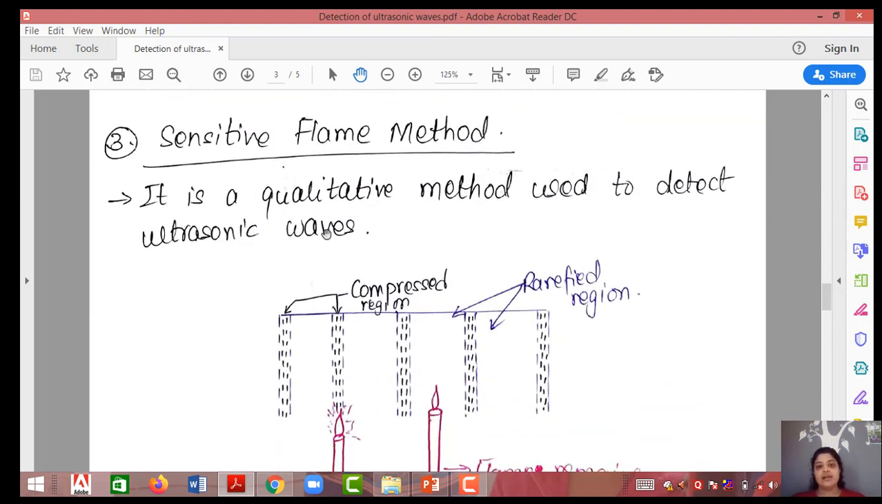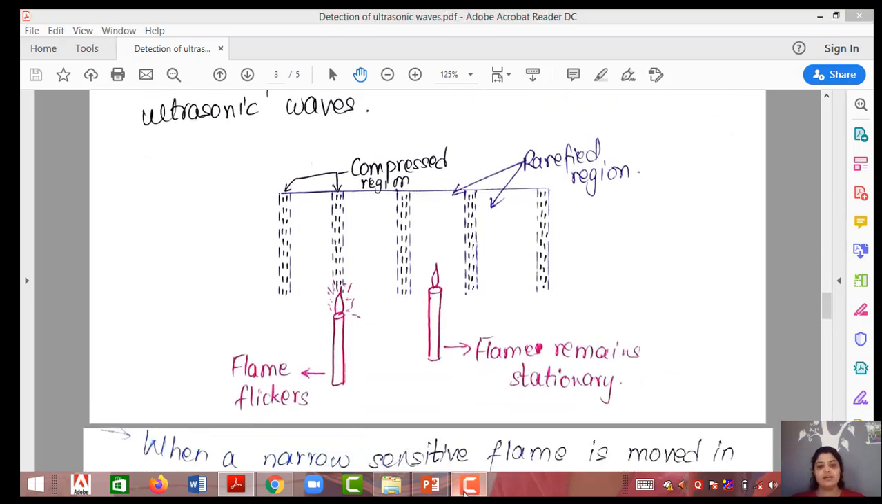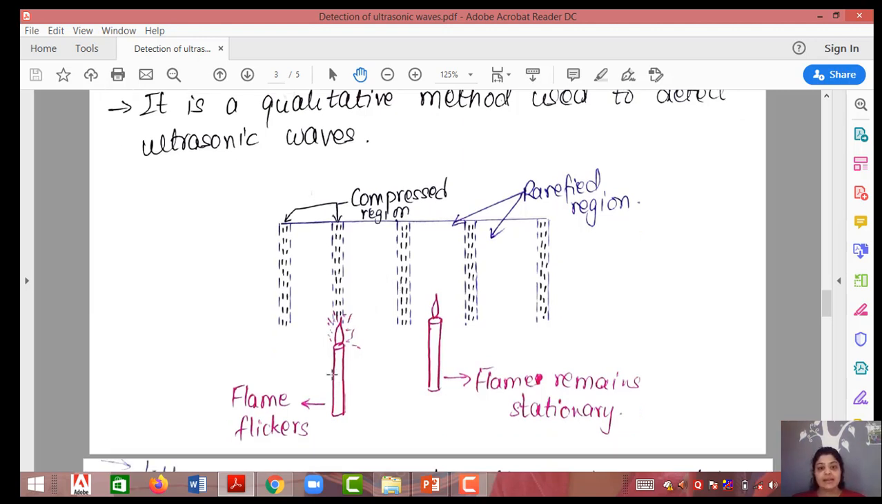The sensitive flame method is the third method which is used to detect ultrasonic waves. This method is known as a qualitative method, and qualitative method means you can just come to know the presence of ultrasonic waves. You cannot come to know the magnitude, frequency or velocity of the waves, but we can just come to know that ultrasonic waves are present in a medium. So what is done? It actually uses a candle or a normal flame. Now, how does it detect the presence of ultrasonic waves?